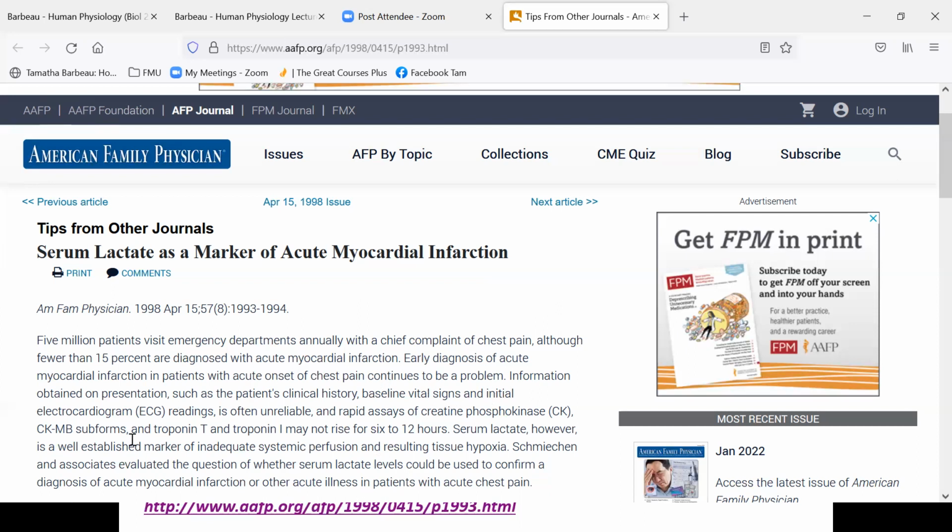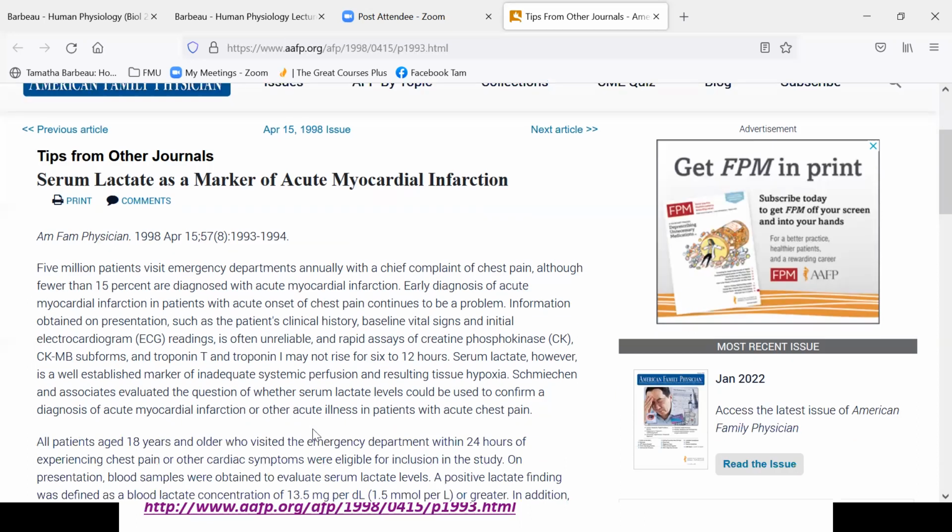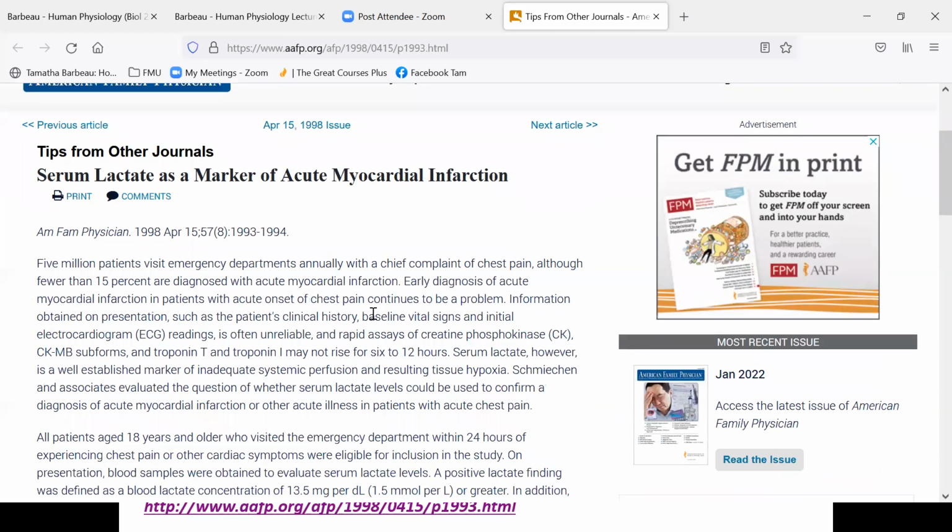baseline vital signs, EKG readings can be unreliable. Rapid assays of CPK or CK subforms, and I'll talk about that, may not rise for 12 hours, but lactate will rise before that. And then you can start to find out what's going on. As soon as you know what's going on with the patient, you can get on to treating them. All right. So diagnosis, quick diagnosis is good. So I'm not going to go through this whole article because you can look at it yourself.